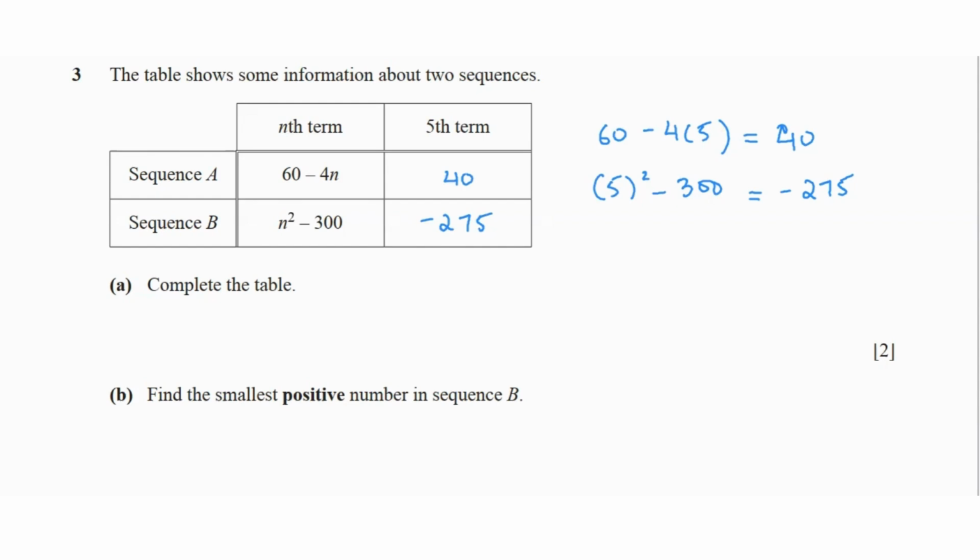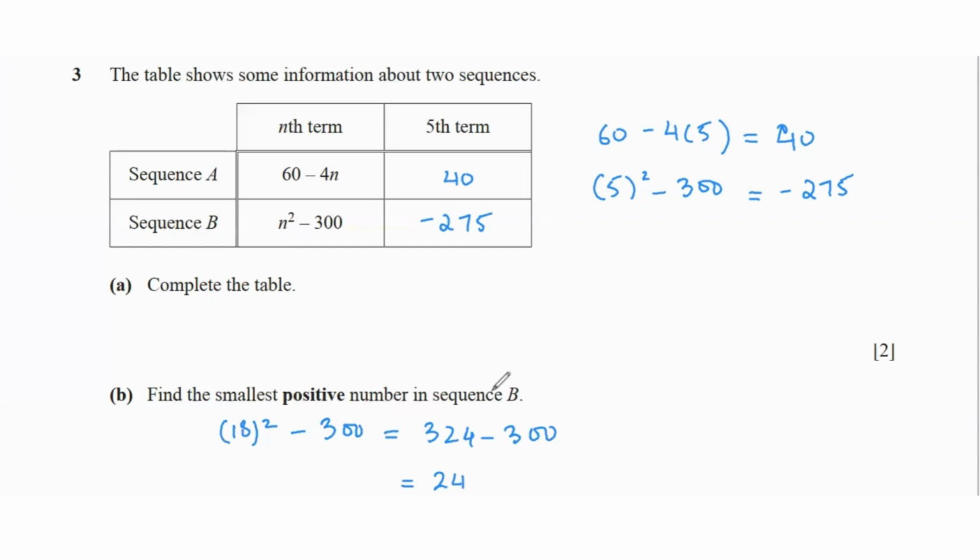So let's go with 17 squared. That's 289, again less than 300. So let's check for 18 squared. Now 18 squared is equal to 324, which is greater than 300. So if we do 18 squared minus 300, that's basically 324 minus 300. And that gives us 24. This is the smallest positive number in the sequence.